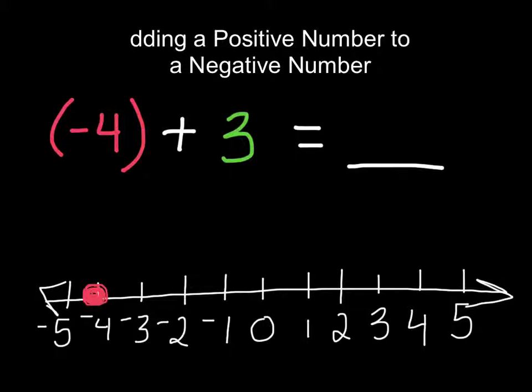From there, because I am adding a positive number, I will move in the right direction on my number line. So I will move 3 units to the right. 1, 2, 3, landing on the number -1. This tells me that -4 plus +3 is equal to -1.